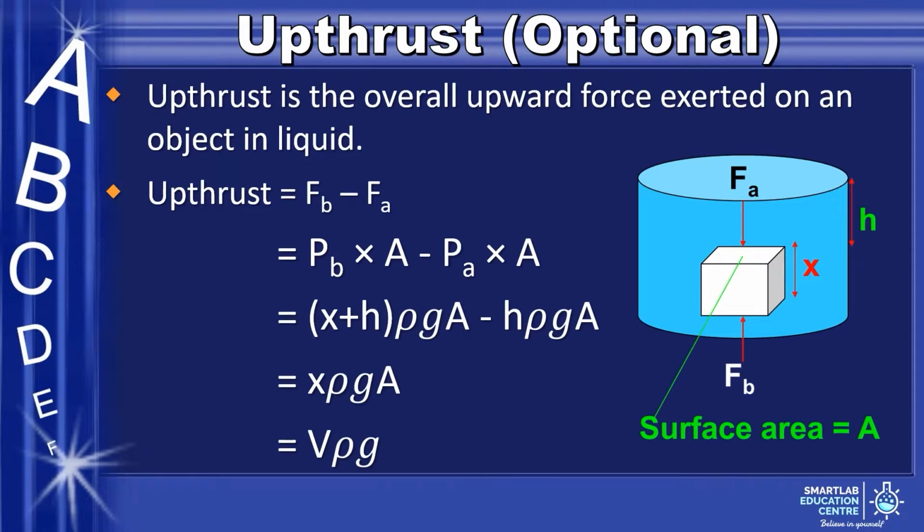The derivation is based on the force Fb exerted vertically upward on the bottom of the cube due to pressure, subtracted from the force Fa exerted vertically downward on the top of the cube due to pressure. A is the area of the face of the cube. Hence xA is equal to the volume of the cube and represented by V.